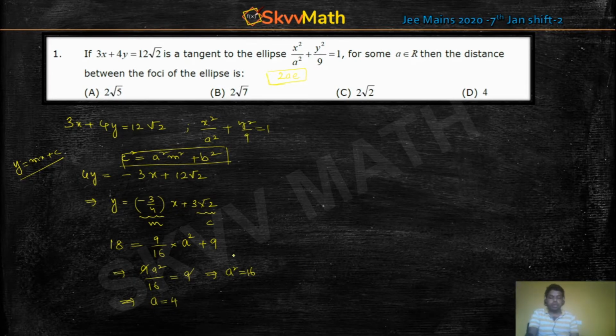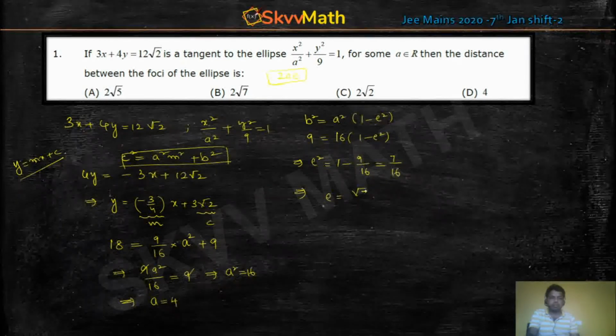After getting a equals 4, now we have to find the eccentricity. For that, what is the formula we have? B square equals a square into 1 minus e square for an ellipse. For a hyperbola, it is e square minus 1. Now b square equals a square, we got 4 square, 16, and b square we already have as 9, and here we have 1 minus e square, from which e square equals how much? 1 minus 9 by 16, so 16 minus 9 is 7 by 16. So e equals root 7 by 4.